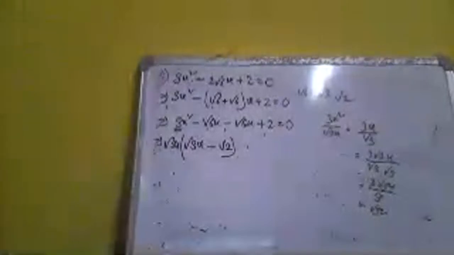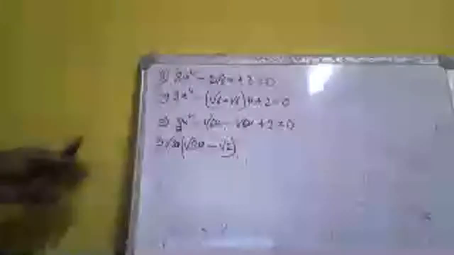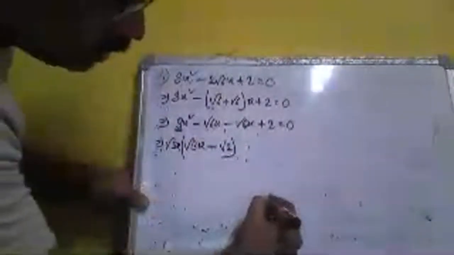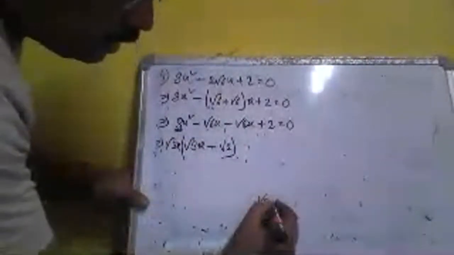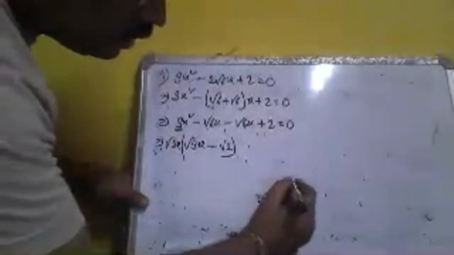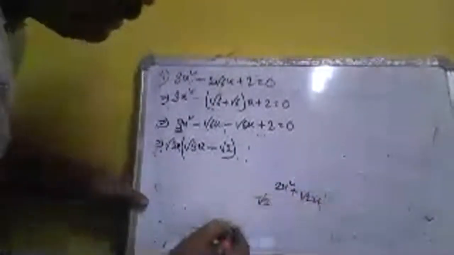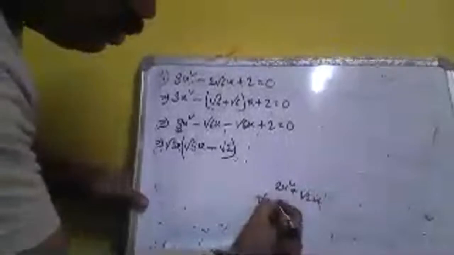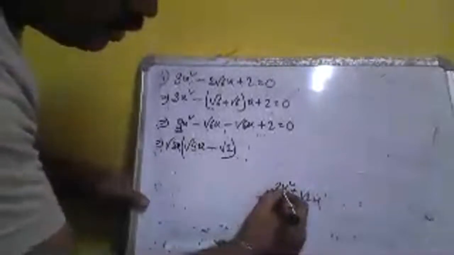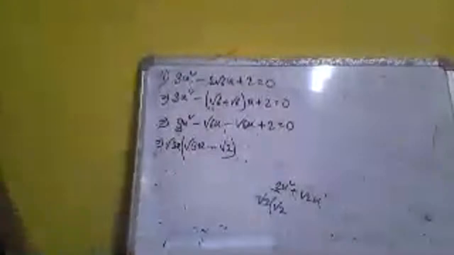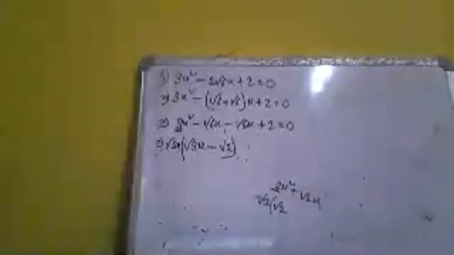Understood? That means, keep in mind that suppose here root 2 is there, 2x square plus root 2x. You take the common root 2. Then 2 divided by root 2, the answer is root 2. Understood?